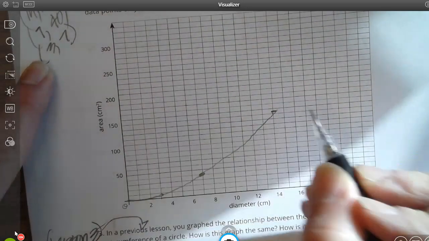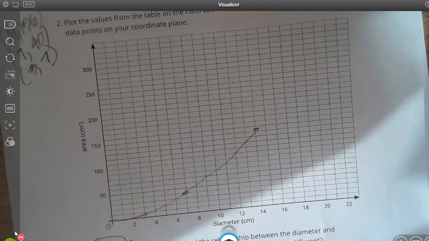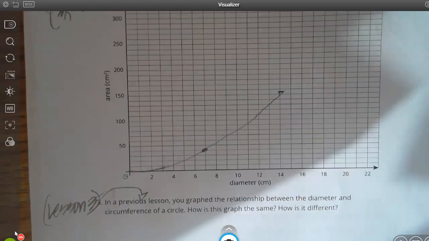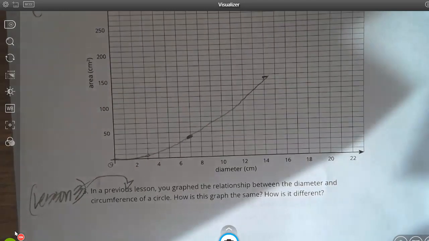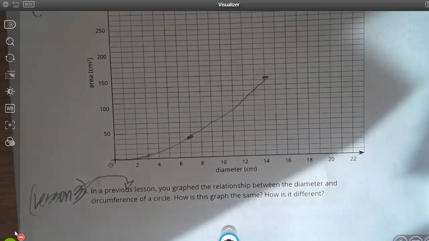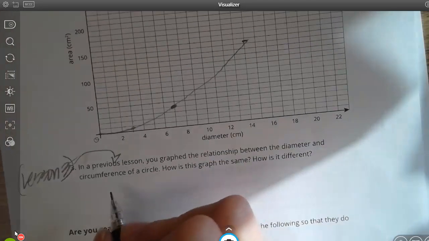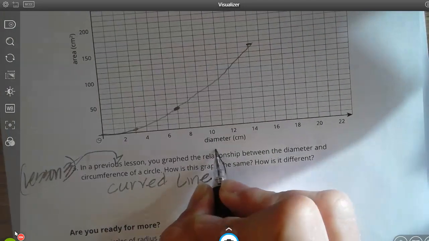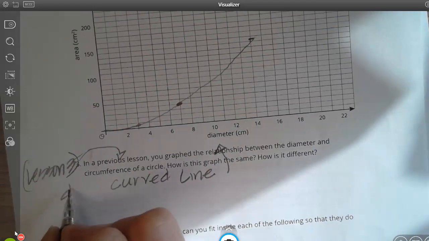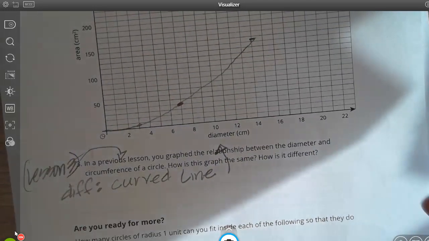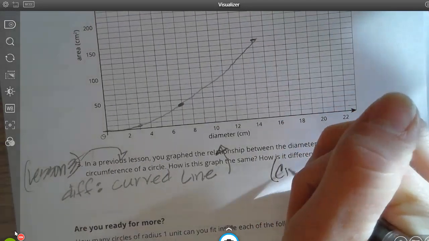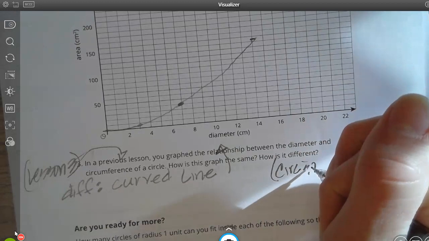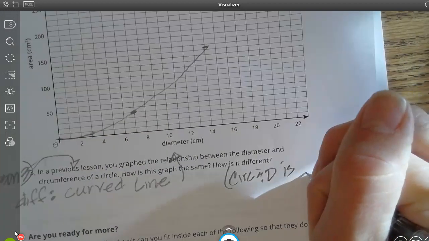So what you'll see is this is not going to be a straight line, is it? So when we look at the diameter compared to the area, it's not going to be a straight line. So back in lesson 3, we graphed diameter and circumference of a circle. So how is this graph the same and how's it different? Well, this one is a curved line. Also, that's a difference. Circumference and diameter is proportional, so it was straight.